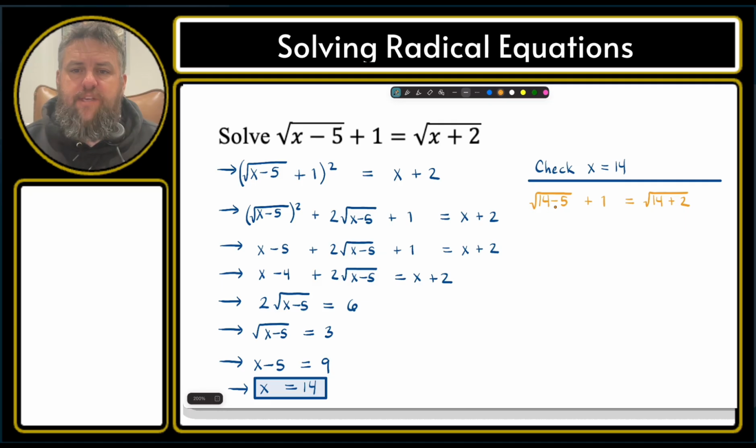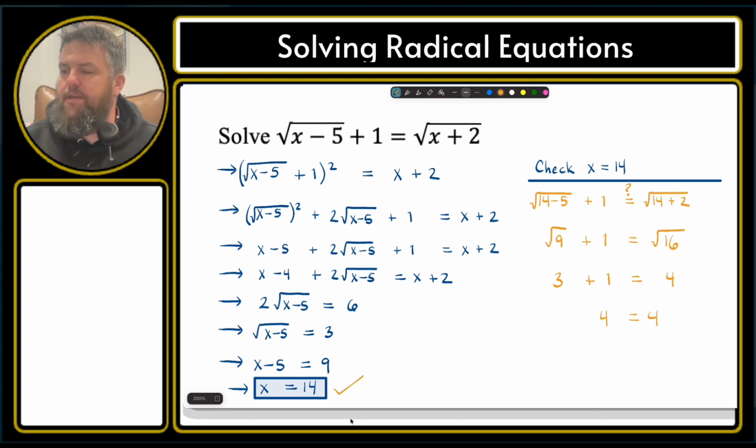We have square root of 14 minus 5 plus 1, set it equal to square root of 14 plus 2, and we want to know, are they equal? Which simplifies to the square root of 9 plus 1 is equal to the square root of 16, which is 3 plus 1 equals 4, which is 4 equals 4. So x equals 14 is a good solution.